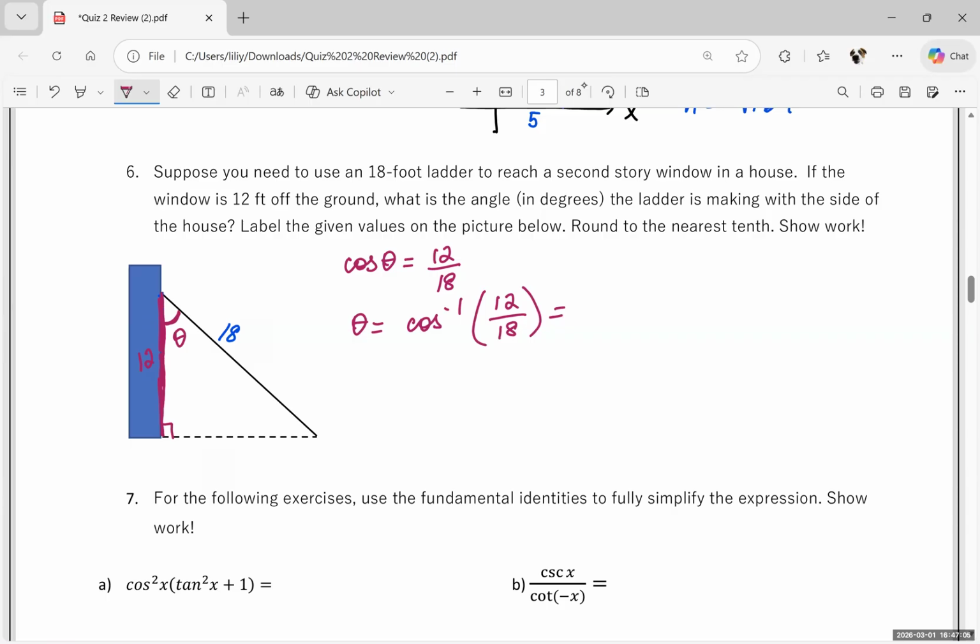And then put it into a calculator. This should be 48.2 degrees.